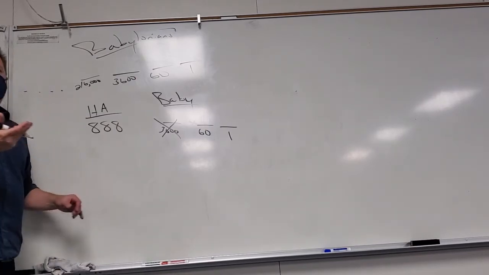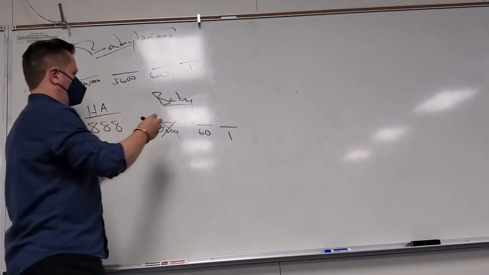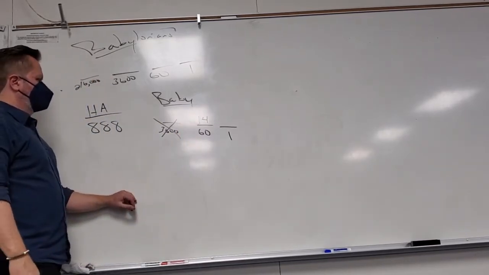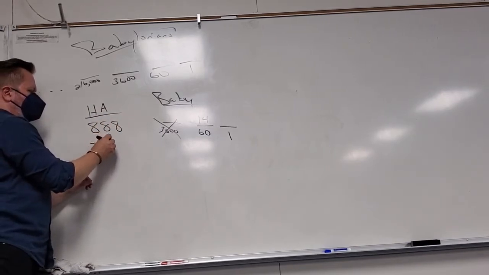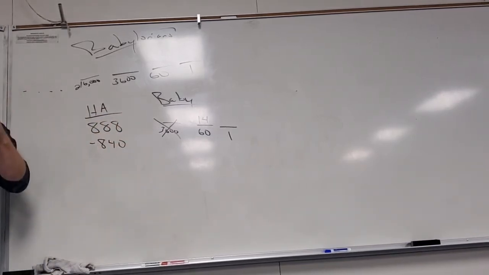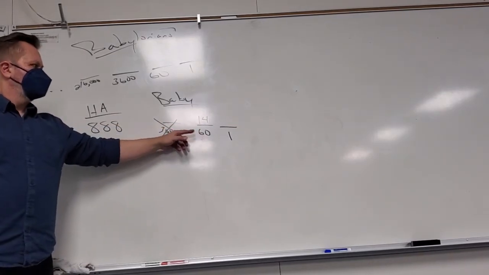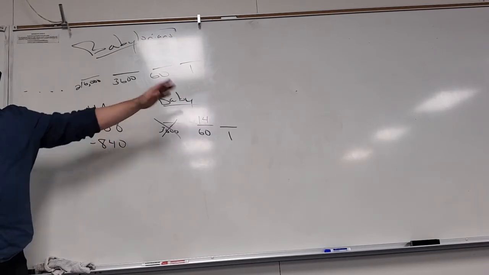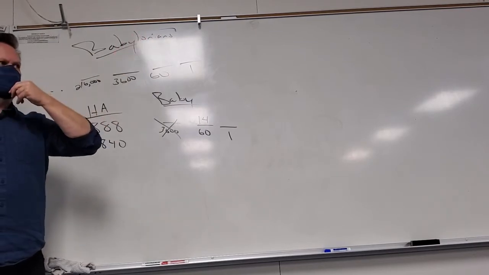So obviously, this would be easier if you have a calculator. But does anyone know how many 60s in 888? 14. Okay, that sounds better. 14. And of course, that would be 840. I really want this to make sense. 14 groups of 60 takes care of 840 of the number, and that leaves over 48. At least 48 left to be taken care of.